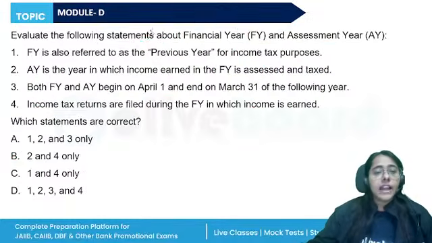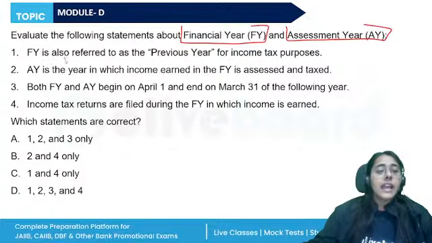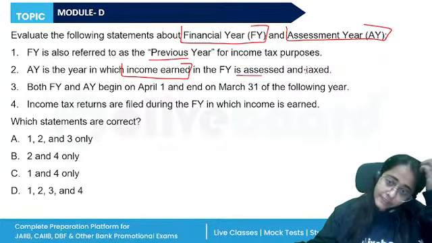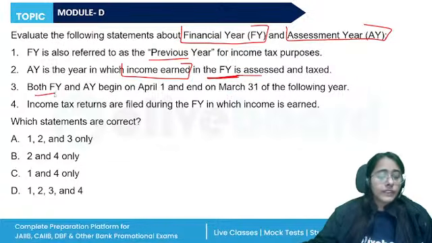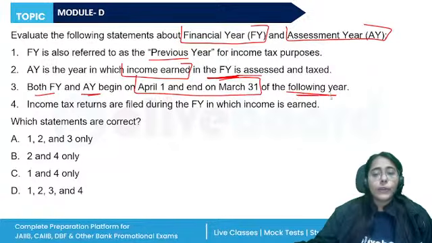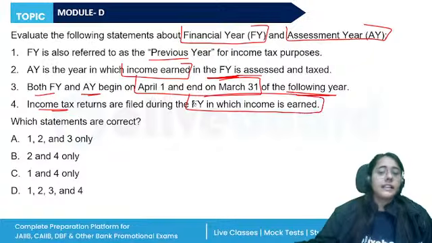All right. Evaluate the following statements about financial year and assessment year. FY is also referred to as previous year for income tax purpose. AY is the year in which the income is earned and FY is the year in which it is assessed and taxed. No, AY is the year in which the income earned in the FY is assessed and taxed. Both financial year and assessment year begin on 1st April, end on 31st March of the following year. Income tax returns are filed during the financial year in which the income is earned.